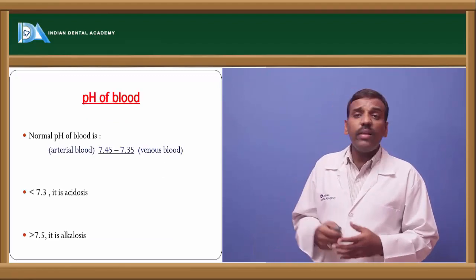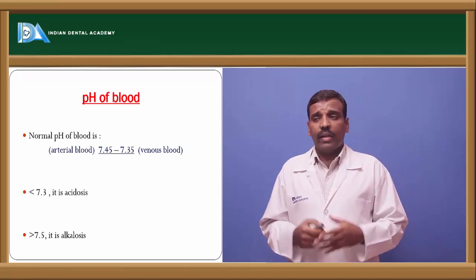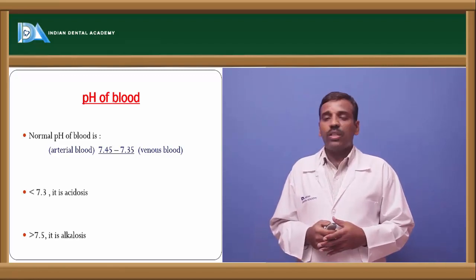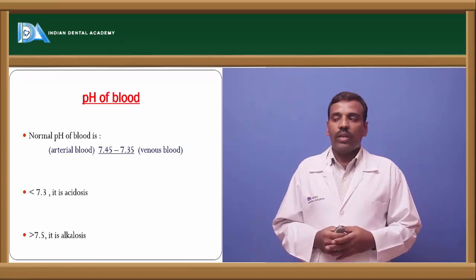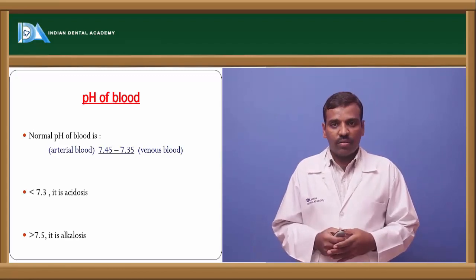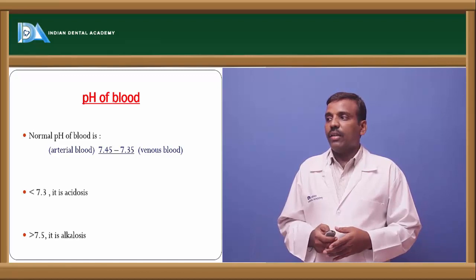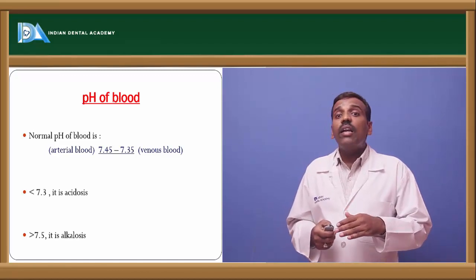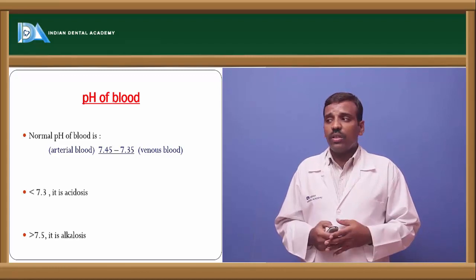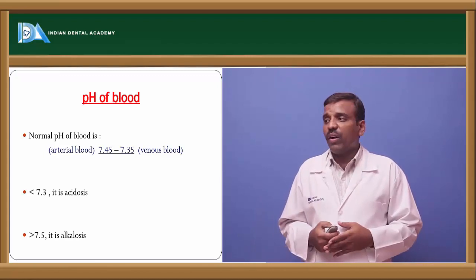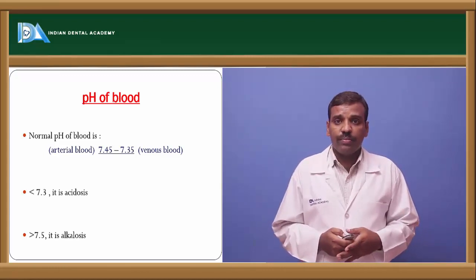And next, if you see the pH of the blood, the normal pH is about 7.35 to 7.45, so on average about 7.4. If it is less than 7.3, that is called acidosis, and if it is more than 7.5, that is called alkalosis.